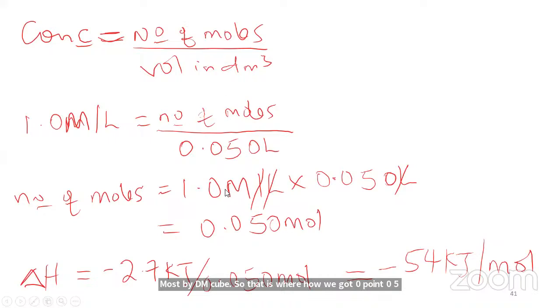So of course, our number of moles is going to be our concentration multiplied by volume in dm cubed. The liter cancels, and that is how we got 0.050 mole. Whatever we are going to get is in mole.